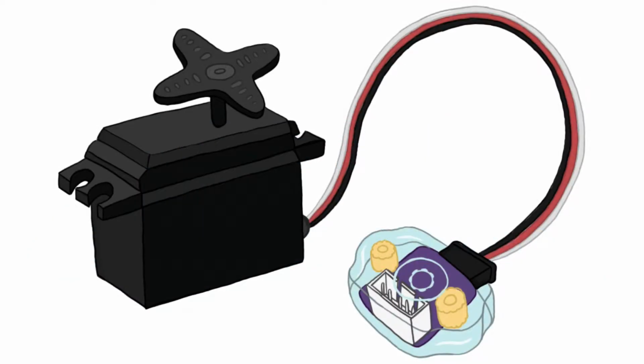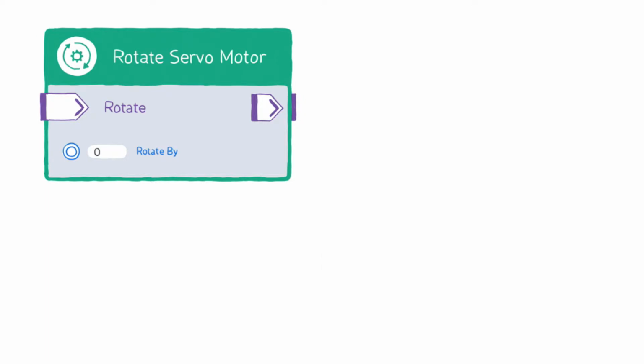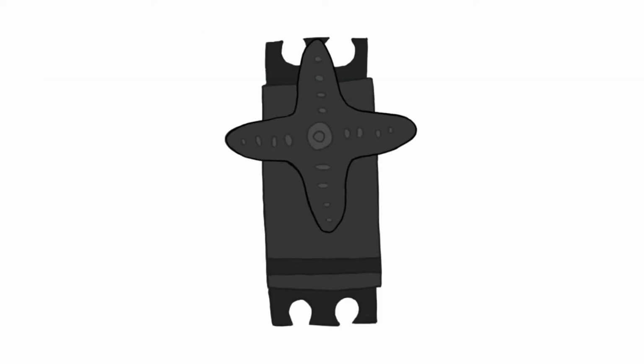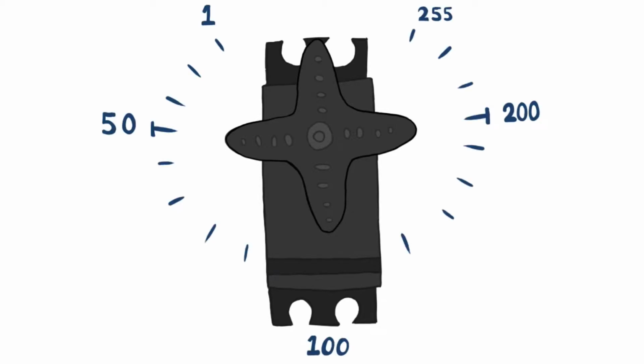This second video will talk about the blocks considered to be more advanced: rotate servo motor and get last servo position. These blocks depend on an understanding of the capabilities of the servo motor.